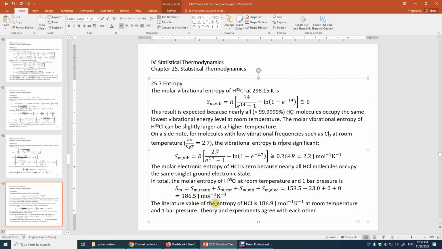Now the literature value of the entropy of HCl is 186.9. Look at these two numbers. They are pretty close to each other. These two numbers are obtained for room temperature and 1 bar pressure. 186.5 is our theoretical calculation. 186.9 is the experimental value. Theory and experiments agree with each other.